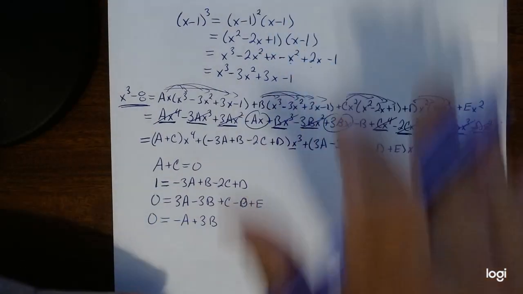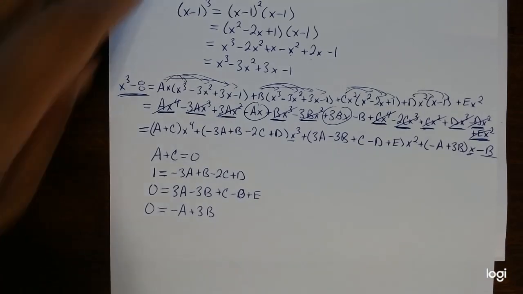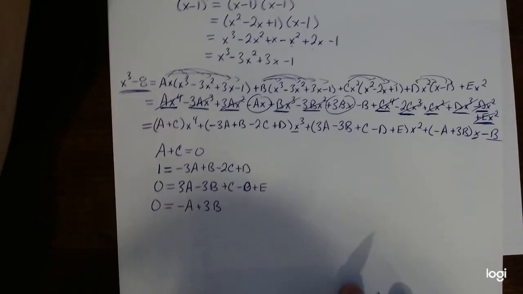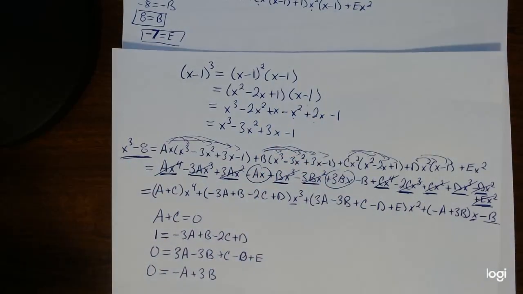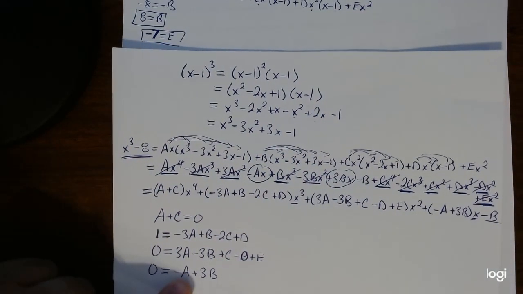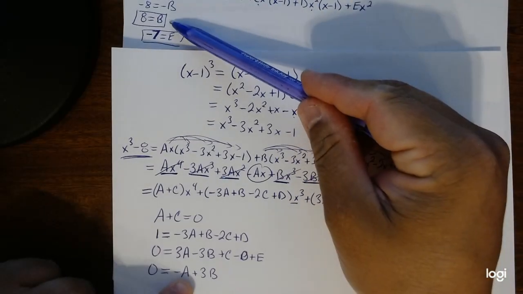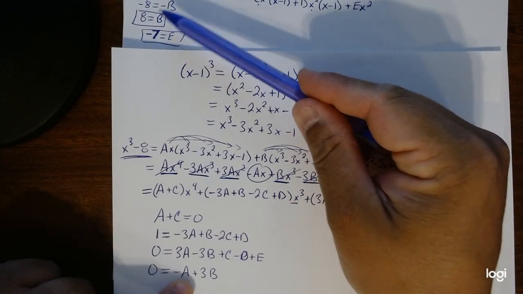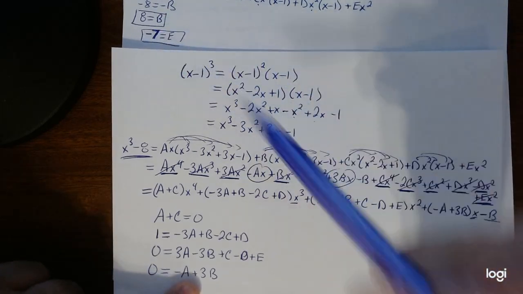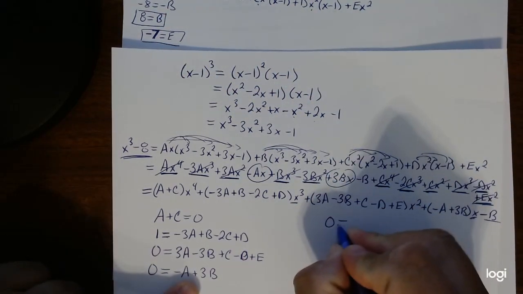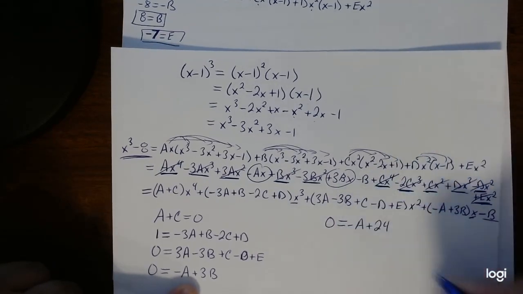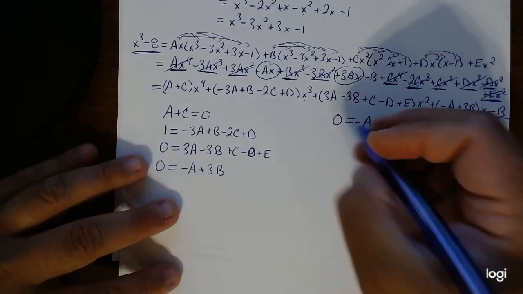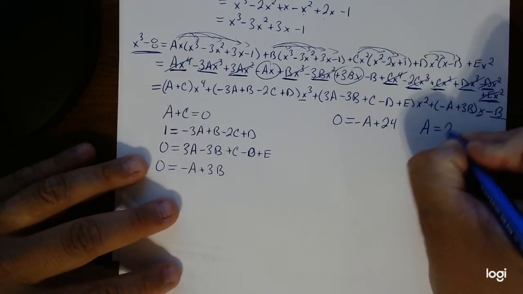Now, you may think this is still horrible, but actually we're already done because we did the work already right here. I can find what a is just by plugging in what b is. So b is 8, and if I just solve for it, my new equation is going to be 0 is equal to negative a plus 3 times 8, which is 24. Well, solving for a means just subtract it over, so therefore a must equal 24.